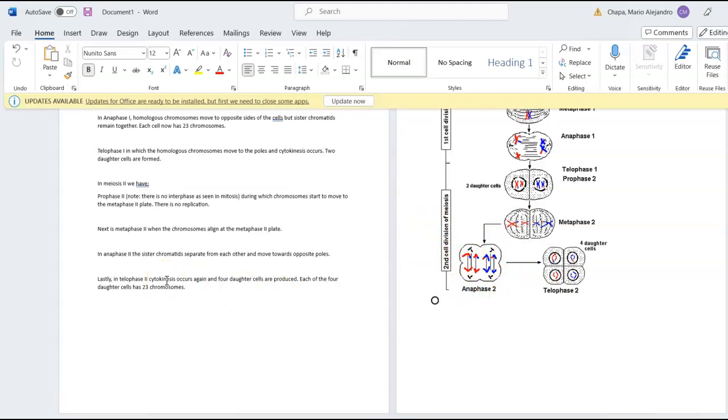And lastly, in telophase 2, cytokinesis occurs again, and the 4 daughter cells are produced. Each of the 4 daughter cells has 23 chromosomes. And this right here is the final product. These are the 4 daughter cells you get at the end of both meiosis 1 and meiosis 2.